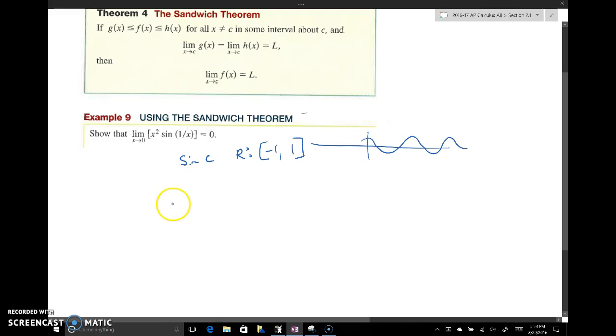Next, we know that if we multiply sine of 1 over x by x squared and we take the absolute value, that the value has to be at least x squared or smaller, because sine of 1 over x can only be between -1 and 1.